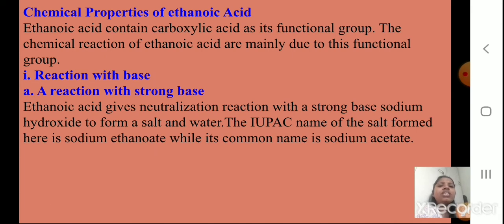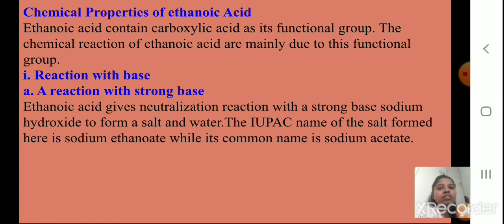Okay, I'll tell you in the next slide, but I want you to just try out what you are getting. You have studied the neutralization reaction. So you take ethanoic acid and react it with sodium hydroxide. Think about what products will come. Water is one of the products, you know. Which salt will be formed? What is the IUPAC name of the salt formed?